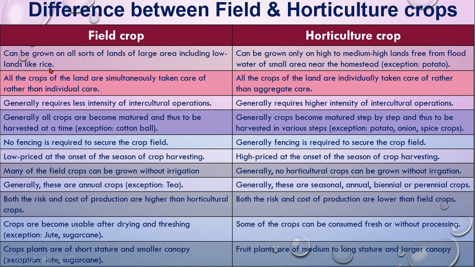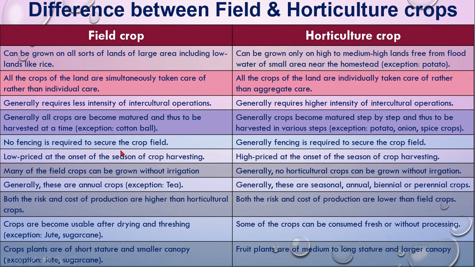So what is the difference? Field crop can grow in large, low and medium land and vast area. This one is a small area near the homestead and high land free from flood. Field crop is not taken care of individually, but horticulture crop is taken care of individually. For example, a flower plant, we always take care of individually in front of our house. Field crop generally requires less intensity of agriculture operations, but here is higher intensity. Field crops are harvested all at a time, but here you cannot harvest at a time.